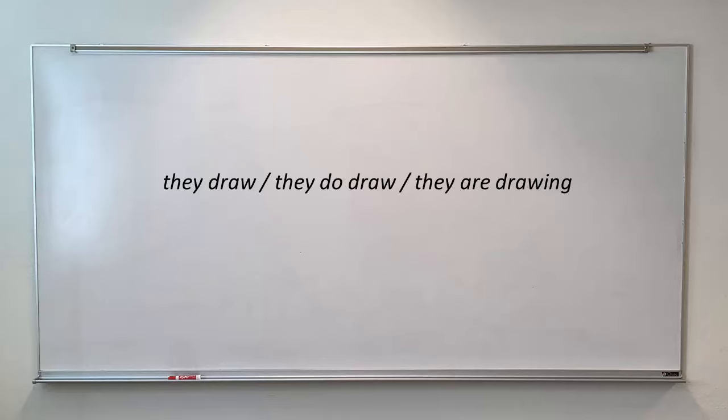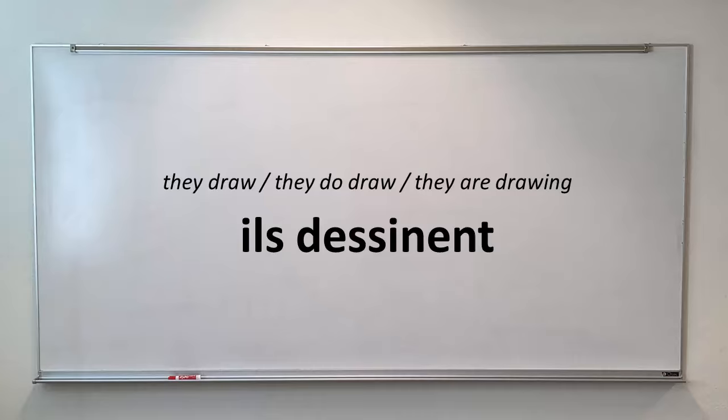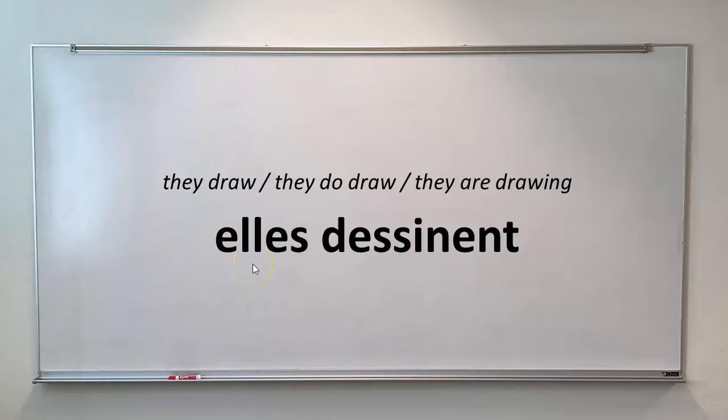One final question. They draw, they do draw, they are drawing. How do you say this with just one verb form in French? Il dessine, il dessine. And don't forget also, elle dessine, elle dessine.